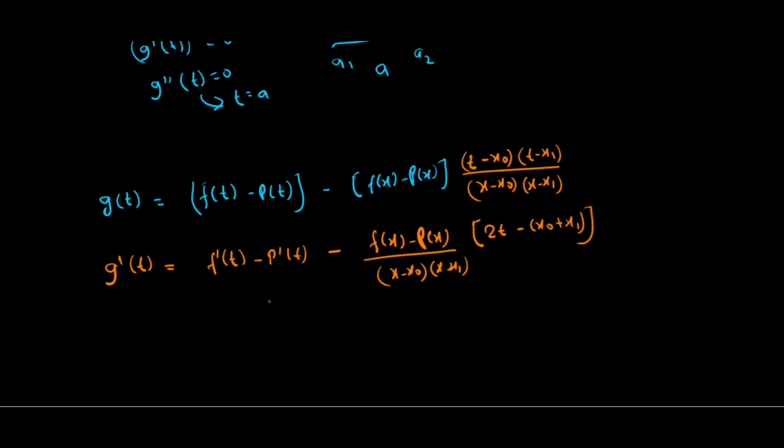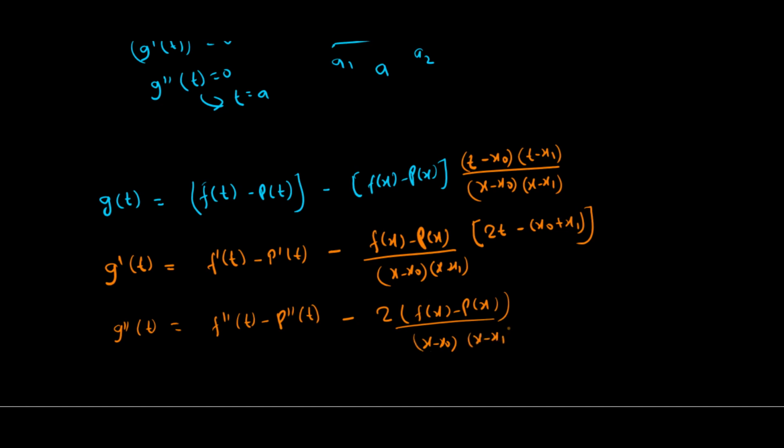We'll again differentiate this. So g double dash of t will be equal to f double dash of t minus p double dash of t, and this term is a constant, so this will vanish and you will be left with 2 only. So this will be equal to minus 2 times f of x minus p of x upon x minus x0 into x minus x1, right?